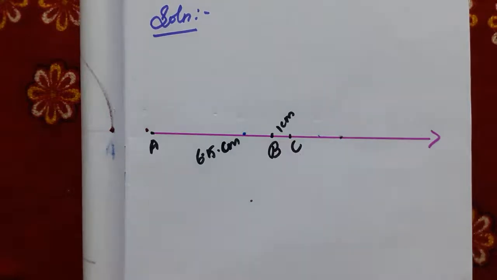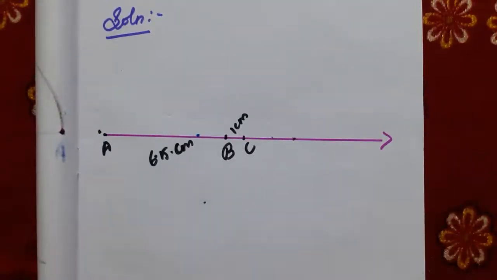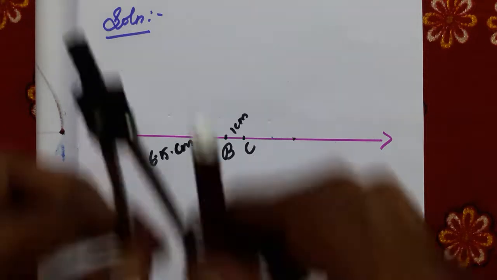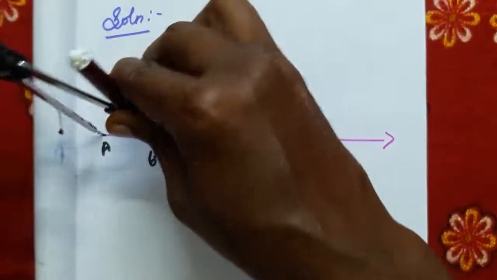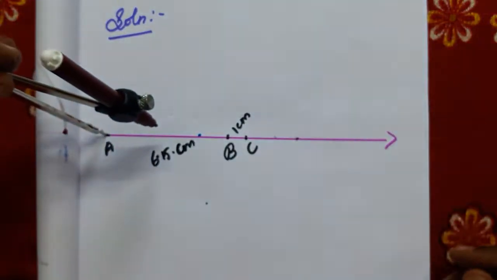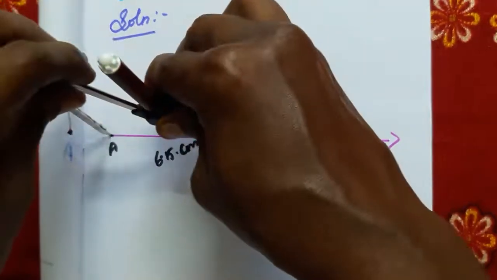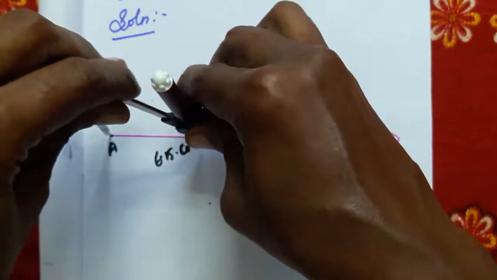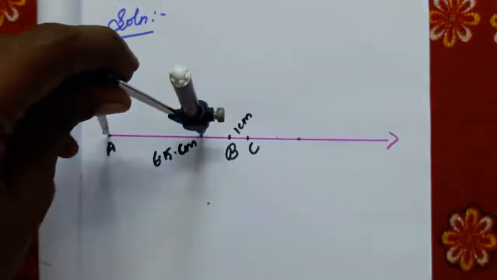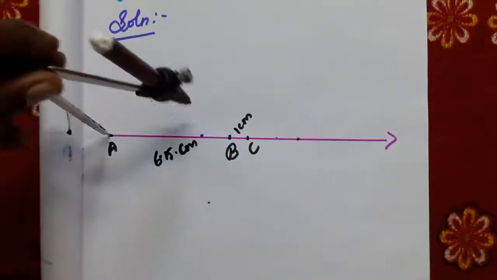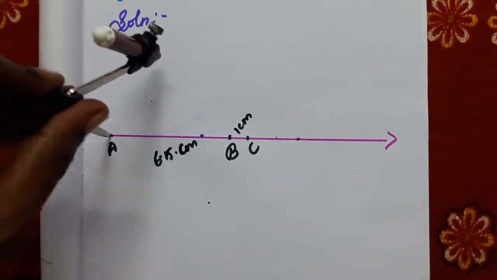Now we have to draw a perpendicular bisector. How you have to draw a perpendicular bisector? Measure more than half of AC. No need to measure with the scale. Just you can measure more than half of 6.5 centimeter.